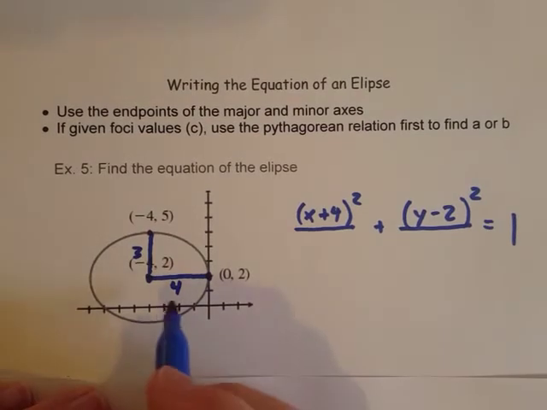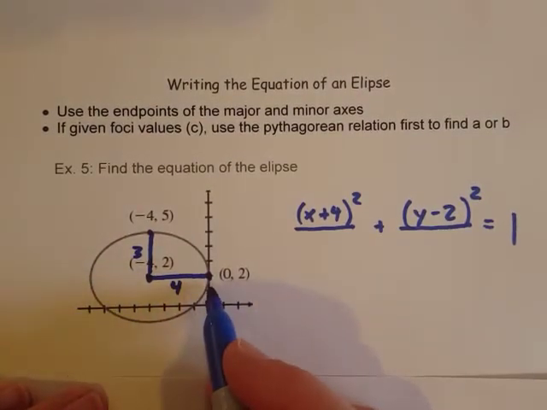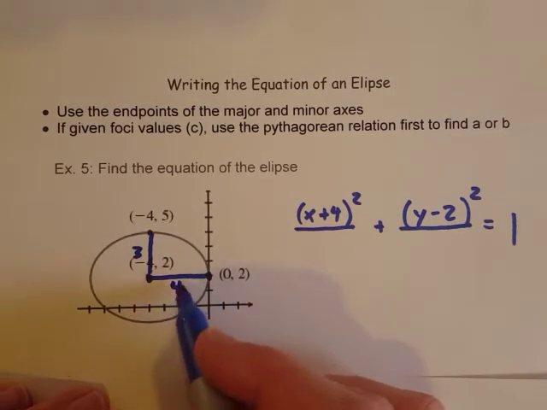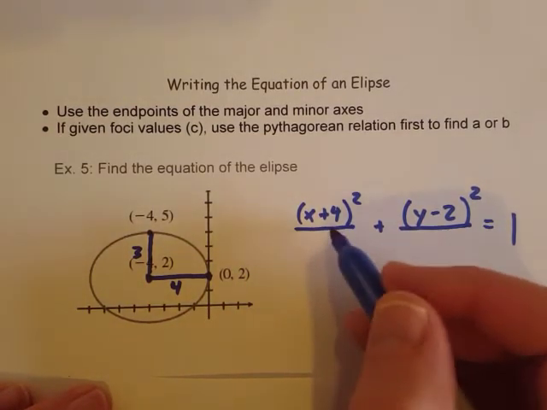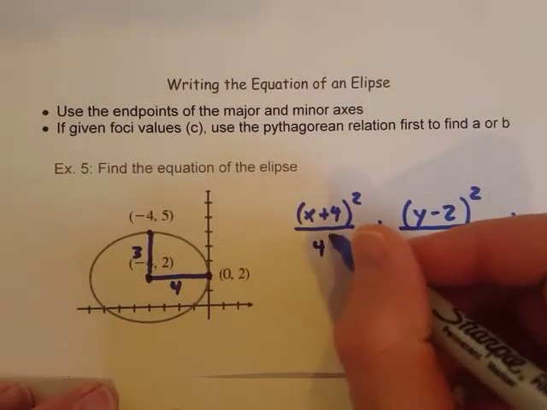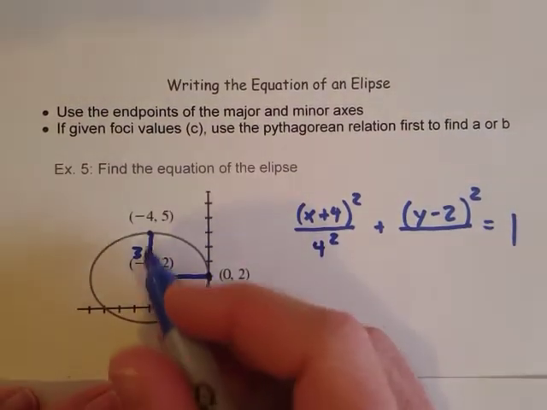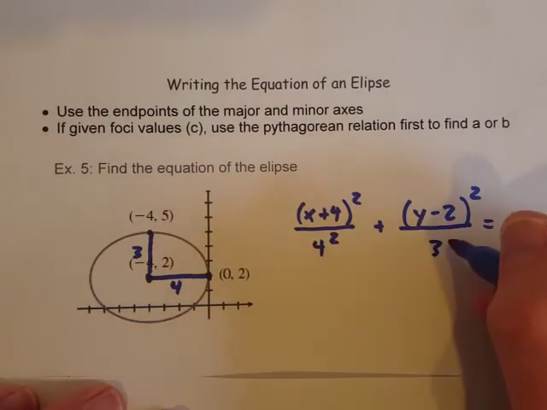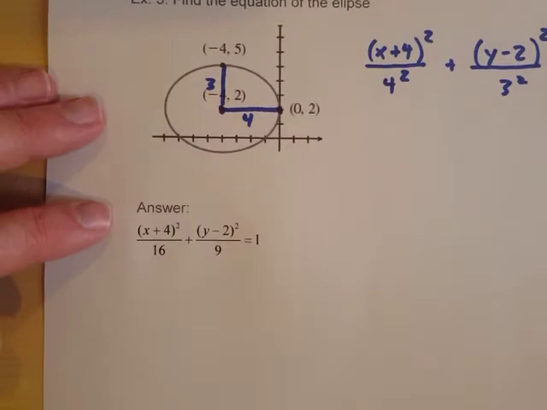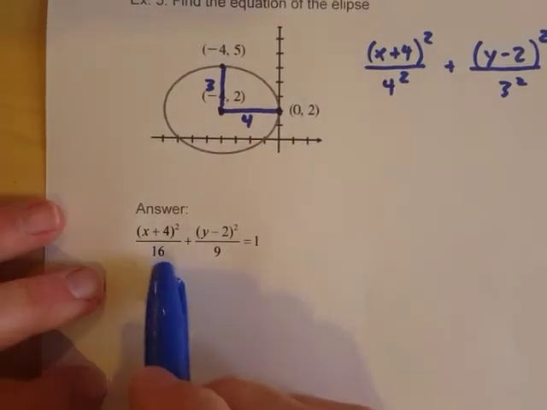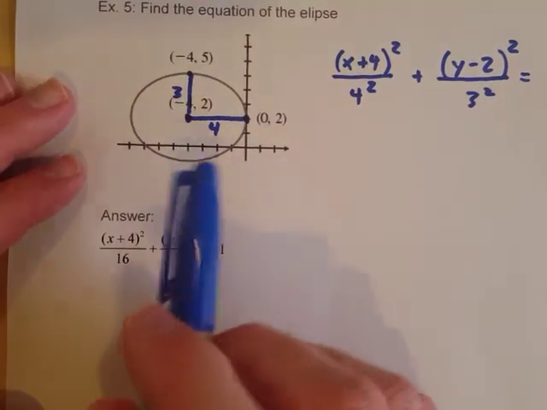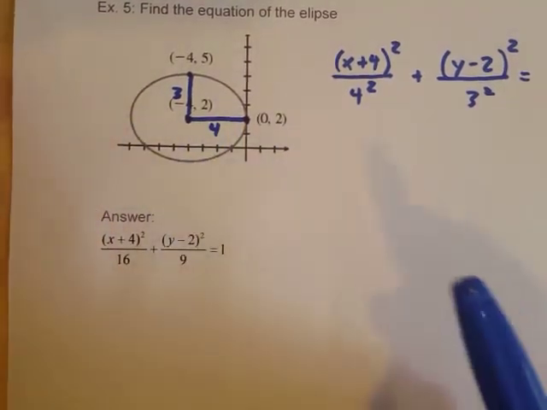So that means that this is more of a horizontal ellipse than a vertical. The larger number is going to be going under the x, so it's 4 squared in this case. That goes under here. The vertical is going to be 3 squared. And so now we have everything we need, and that answer is just that, with the 16 and the 9. So that's a way that we can write the equation of an ellipse given the graph or given other information.